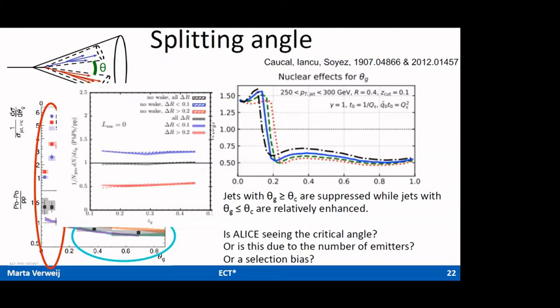And here is another model calculation from the hybrid model, where again they predict that for small angles you see an enhancement, and for large angles, in red, you see a depletion. So it seems it comes out of many models.